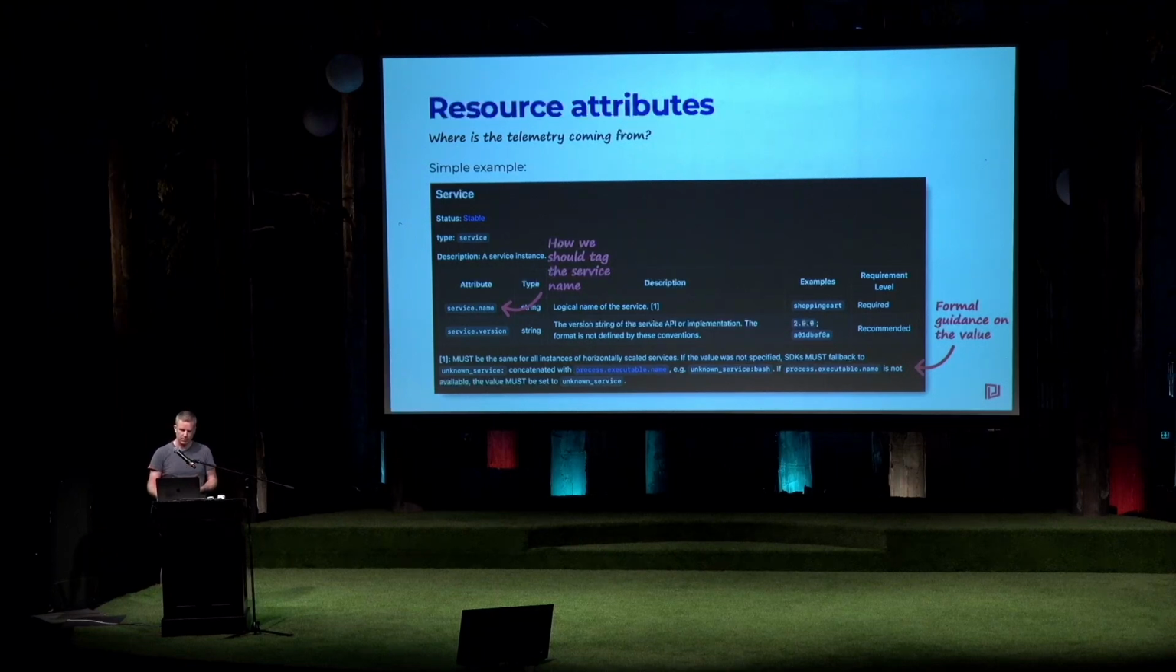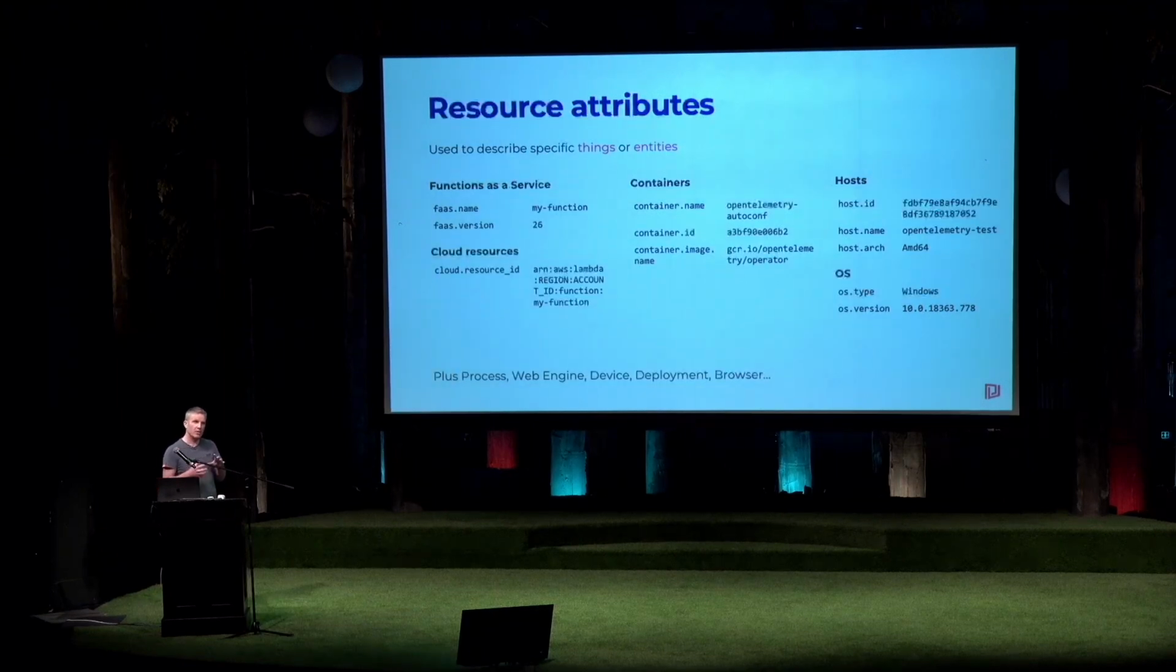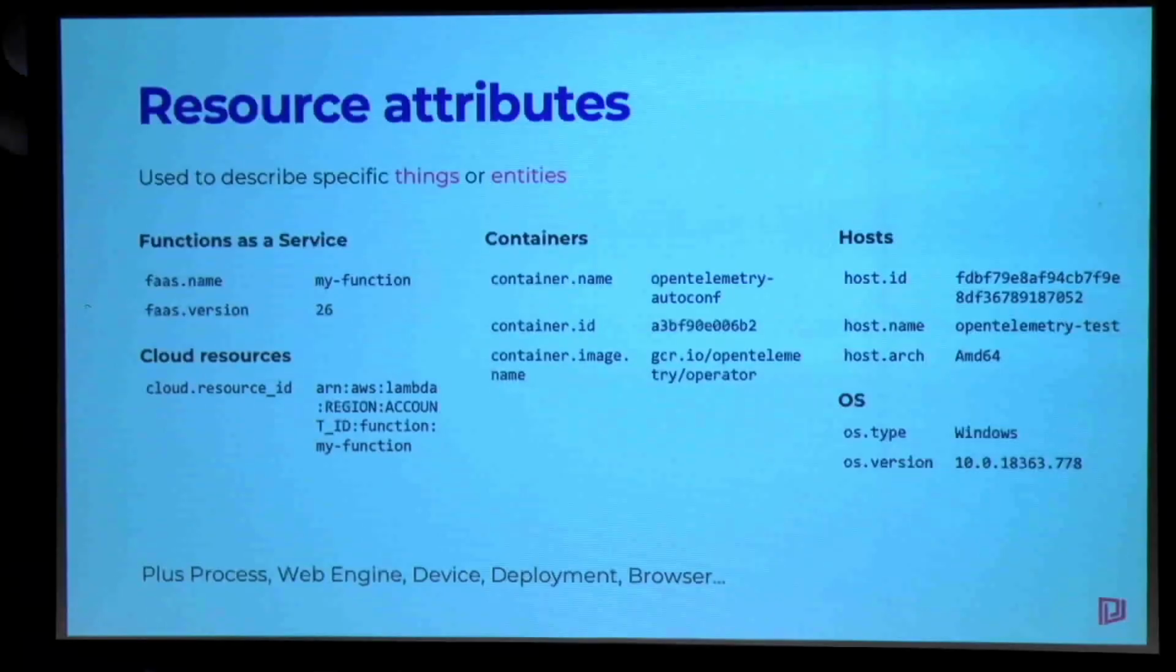The resource attributes, though, cover really pretty much anything you could imagine, used to describe things or entities, again, where the signals are coming from. So functions as a service: we'll have the function name and the function version, often also then combined with the cloud resource. If that's deployed, obviously, on AWS, GCP, or Azure, we'll have the resource ID. But again, we can see here that they're standardizing the names of those key value pairs.